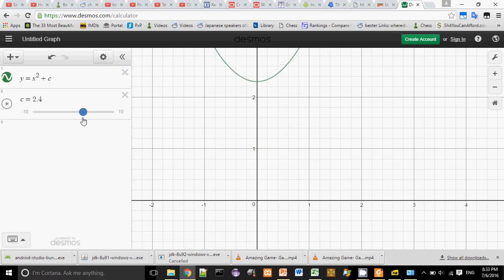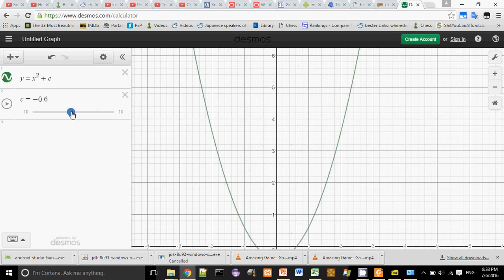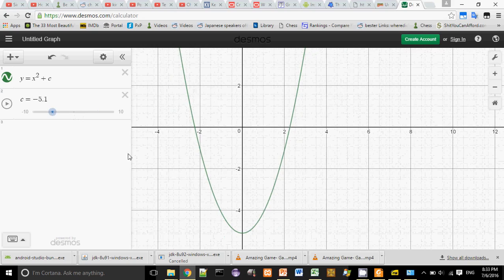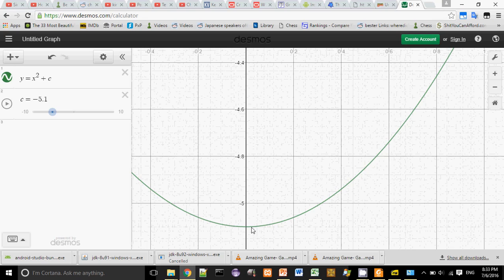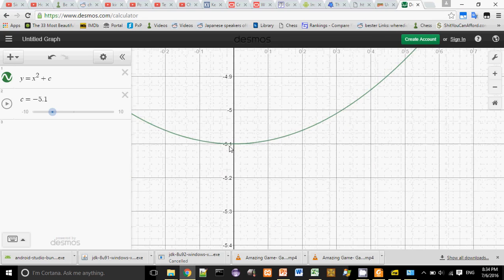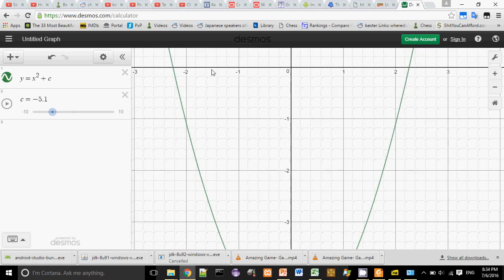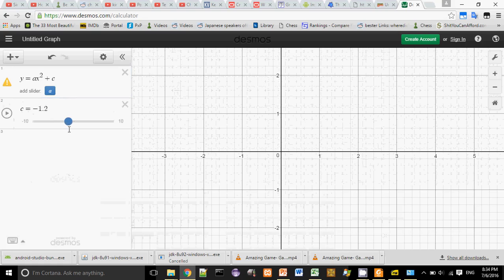Okay, so now I can shift it up, down, down, down, to any value. And whatever that number is, that's where it'll go. So minus 5.1, that's where it is. Minus 5.1. Boom. Okay, hang on. And let's add an A here. Let's make C a bit bigger.